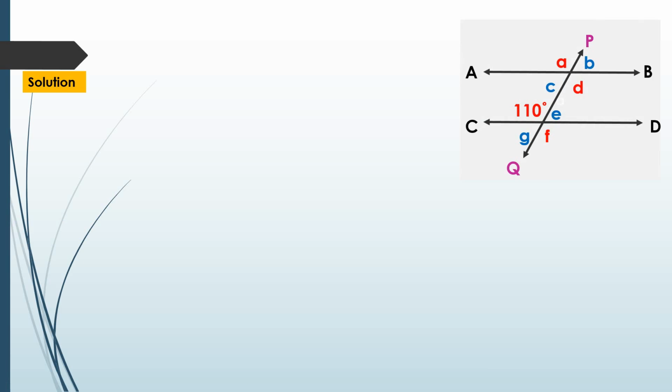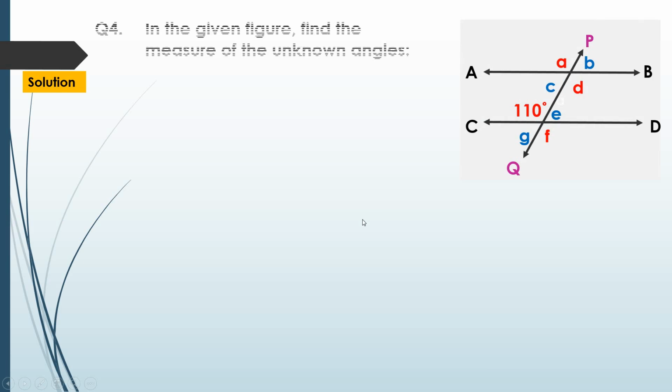Let us take one problem based on today's learning. In this diagram, we have to find the measure of unknown angles A, B, C, D, E, F, G. We can see from the diagram that AB is one straight line and CD is another straight line, and they are parallel lines which are cut by another straight line PQ. So here PQ is a transversal. Now we know the conditions to be parallel lines.